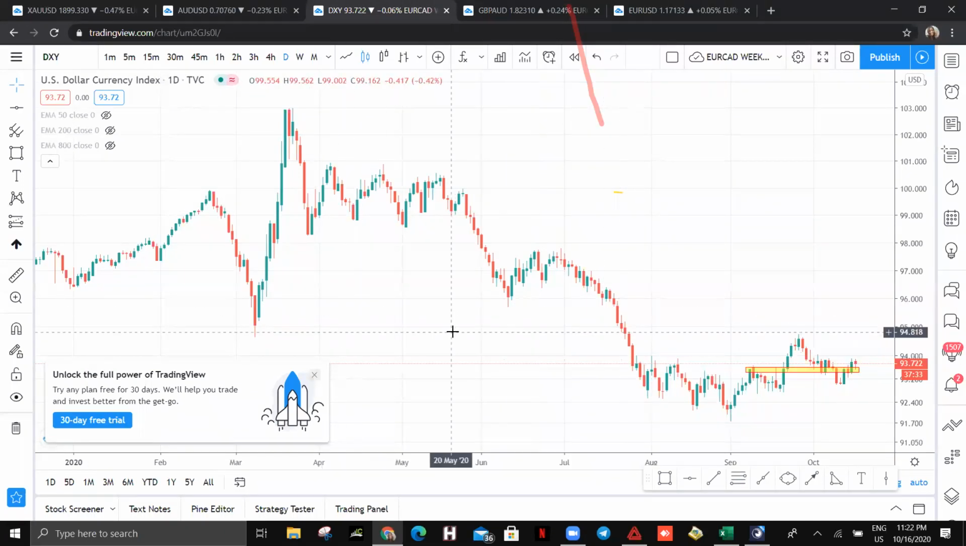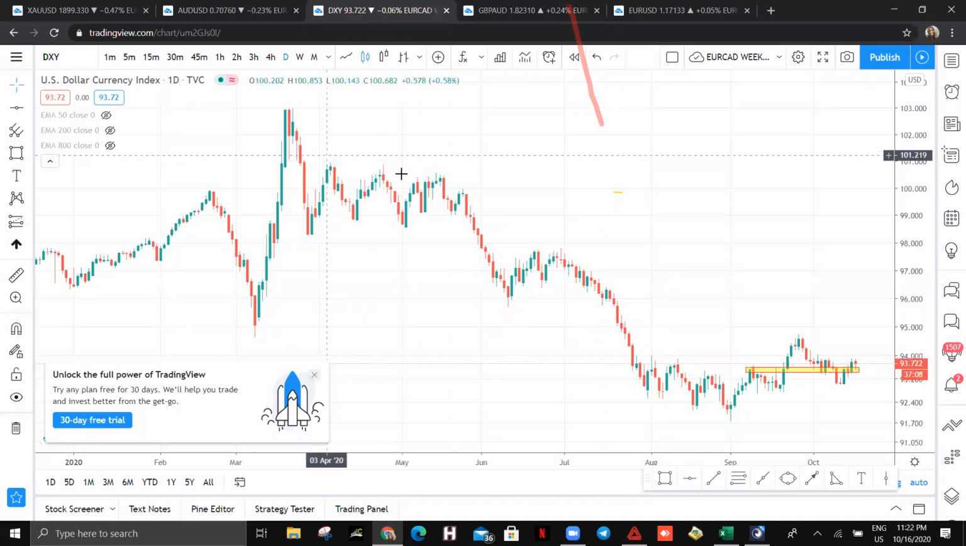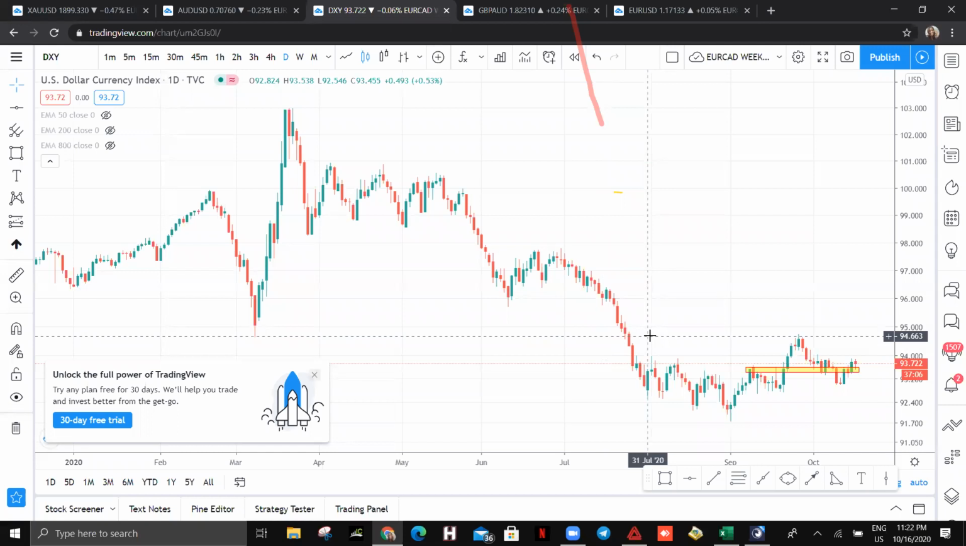DXY is the strength of dollars. It's called US dollars currency index. If you can draw your support and resistance zone here, if this currency is buying, it means that dollars is strong. But as it's dropping like this, every other pair that is paired with dollars will do what? Dollars is weak. So this drop we saw here, you can use it against gold.